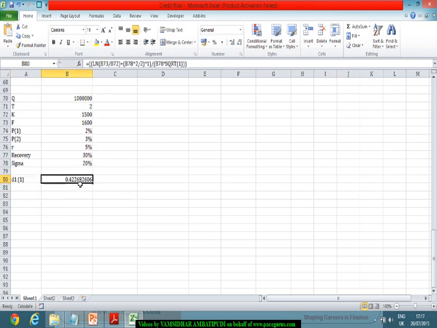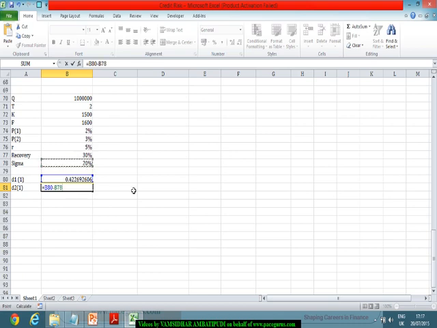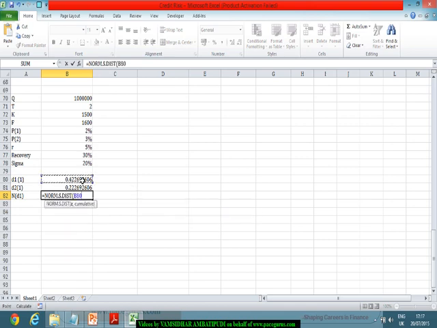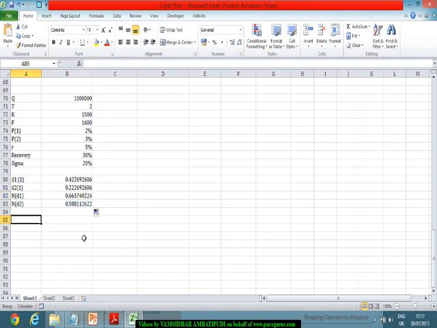So here comes my D1, and I am finding out my D2 as well, which comes out as D1 minus sigma square root of T. And from here comes my ND1, where I take the normal distribution value associated with D1, and I'll also get ND2 associated with this. Right, I have ND1 and ND2.